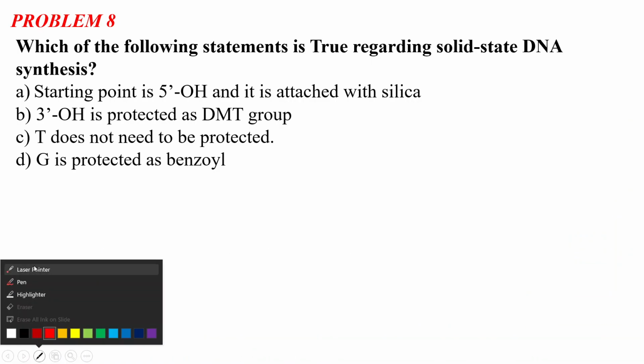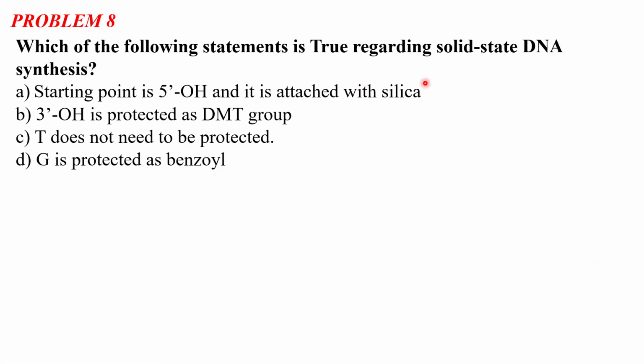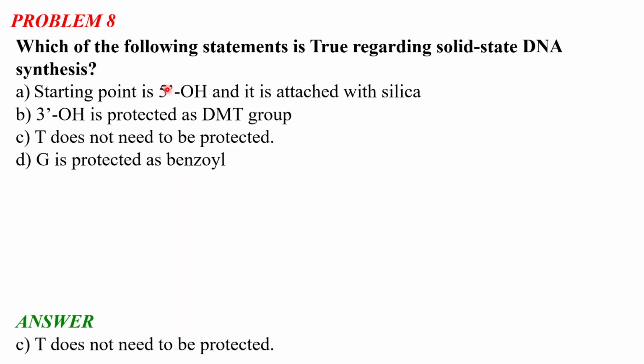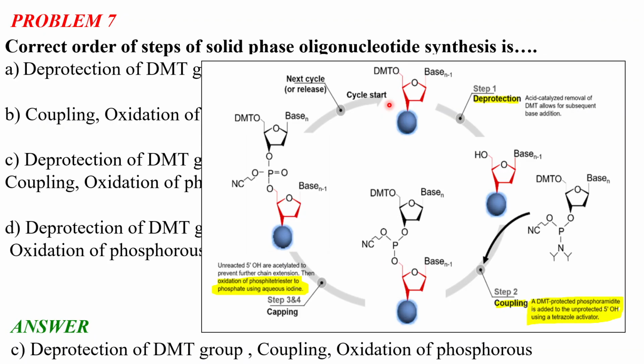So, the statement which is true regarding the solid phase DNA synthesis will be number C: thymine does not need to be protected. The starting point is the 5' OH and it is attached with silica. It is not true because if you see the starting point here, this 3' position is attached with silica, but not the 5' OH.